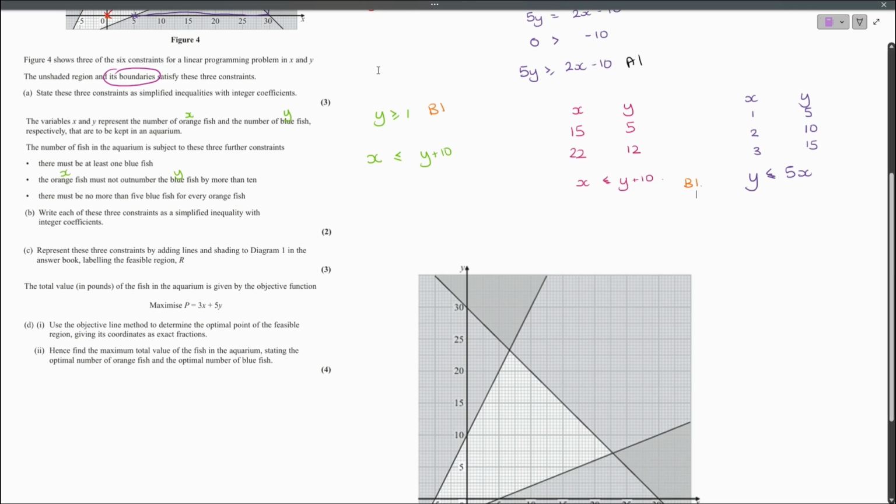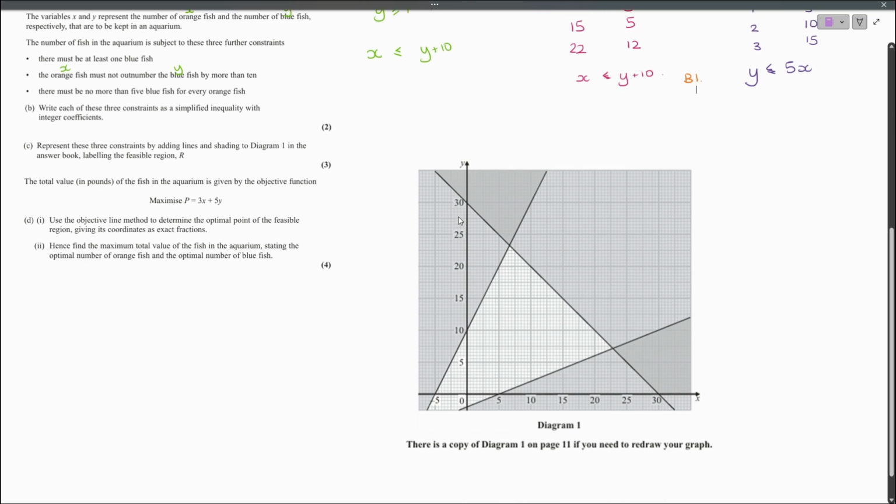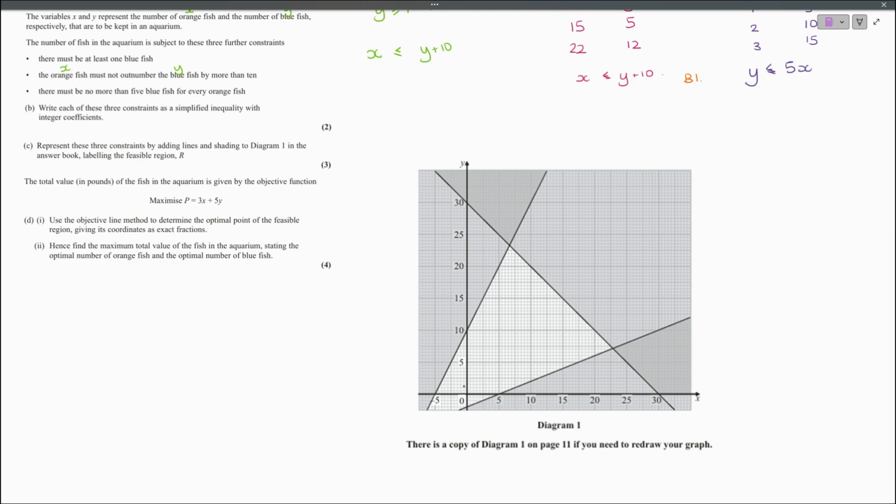And now we need to represent these constraints on the graph. And when doing this, we need to draw the lines with the equality. So I'm going to try drawing these. I'm going to draw Y is equal to 1. So this is actually going to be quite difficult. I've got to get it within a little square. And I'm going to do this now. Hopefully I'm going to get a straight line.